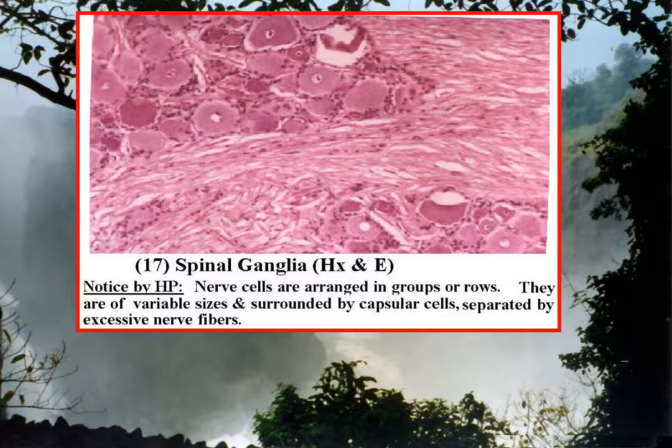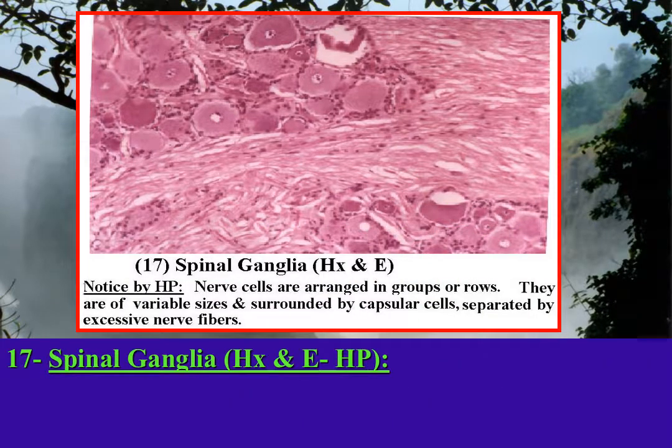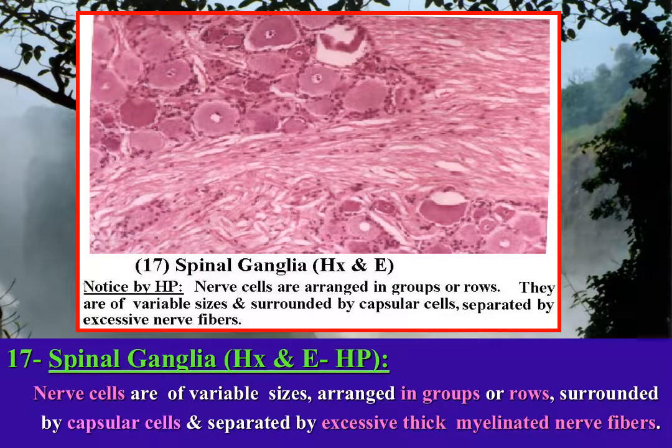Spinal ganglia stained with hematoxylin and eosin, examined by high power, showing pseudo-unipolar nerve cells rounded in shape of variable sizes, may be large or small, arranged in groups or rows, surrounded by capsular flat cells and separated by excessive nerve fibers.